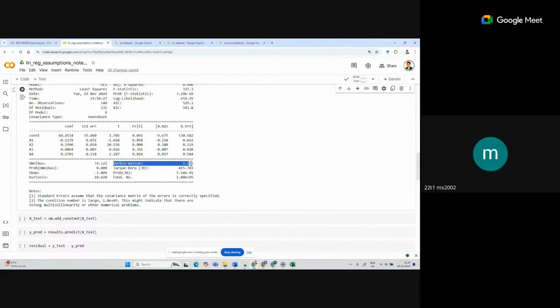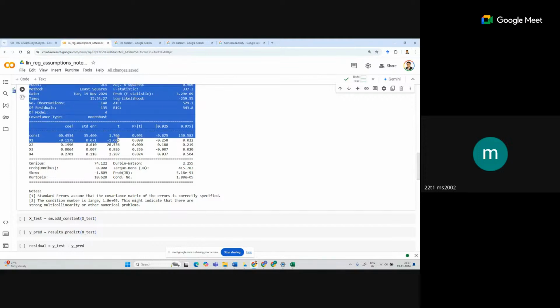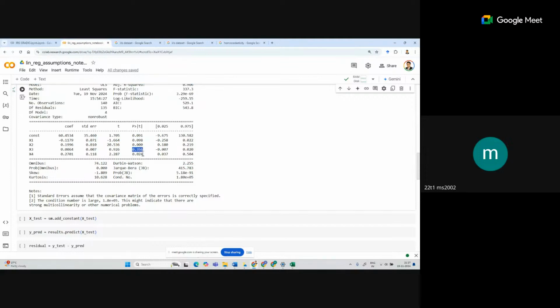Is anyone aware of this particular statistic? Autocorrelation? Yes, it talks about autocorrelation. Do you know the range for this Durbin-Watson statistic? 2, sir. Yes, 2 means there is no autocorrelation. When it is 0, it is positive autocorrelation, and when it is 4, it is negative autocorrelation. So we have somewhere around 2, which is okay. But the major problems are the p-values of x1 and x3.